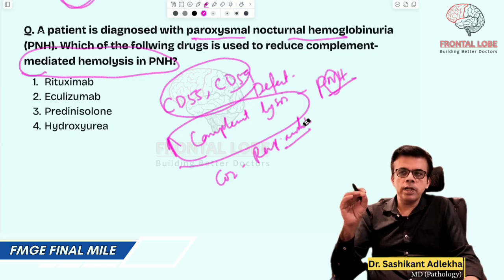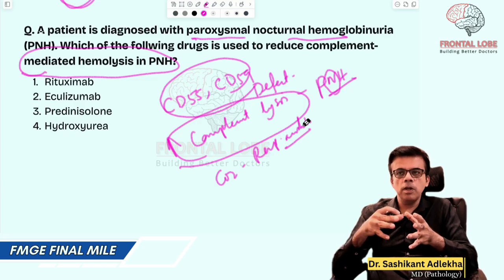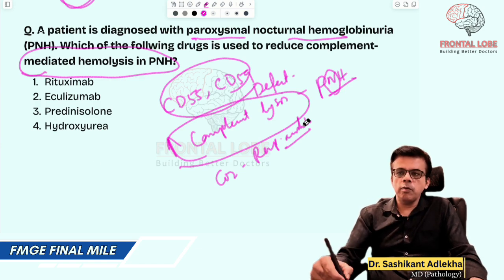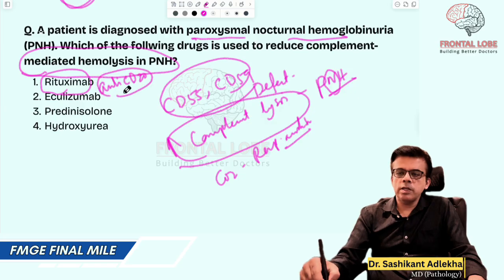The classical clinical vignette is that when the patient gets up early in the morning, having cola color urine or darker urine, that is the characteristic feature of PNH. Now what are the drugs that are suitable in this scenario? Rituximab, let's go to each of them. Rituximab is anti-CD20, may be used in some of the lymphomas, so it is not the case over here, nothing to do with that.